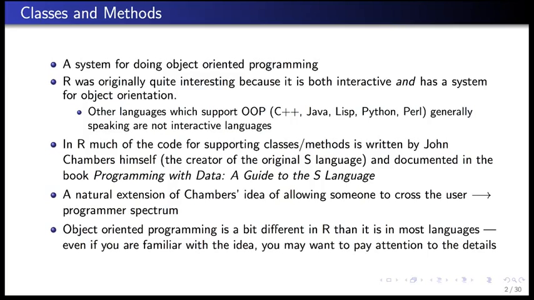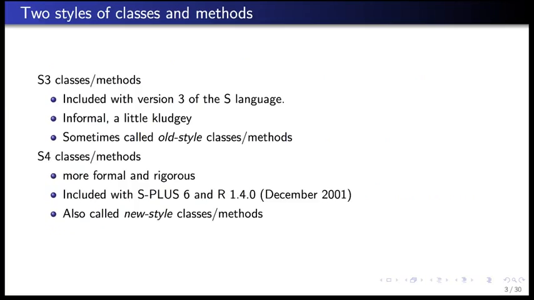The object-oriented programming in R is a little bit different than it is for most languages. So even if you're very familiar with other languages like C++ or Java, you may want to pay attention a little bit to the details here, because it's not necessarily what you might expect, as it is with other languages. The first thing worth knowing is that there are two separate systems of object orientation in R, and they represent an evolution of the system across different versions of the language.